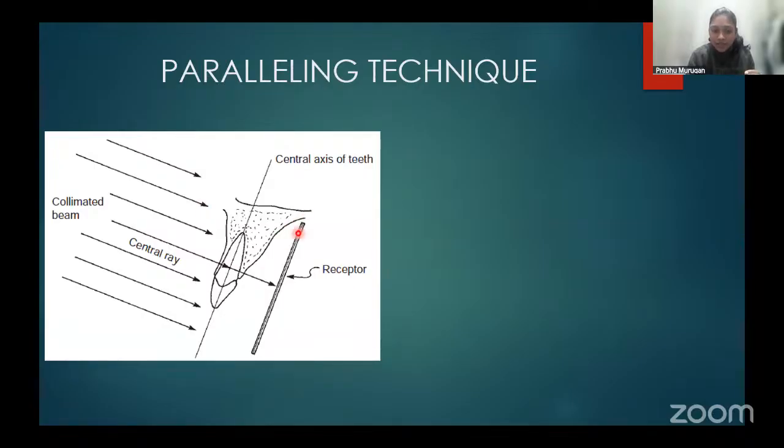So as you can see in this image, the receptor, which is your X-ray film, is placed as close as possible to the object of interest, that is your tooth, and it is exactly perpendicular to the central ray. Okay, so this is your paralleling technique. This can be achieved, like I told you already, by holding it with your hand, or it can be adjusted with the help of some paralleling devices. The ultimate goal is that the long axis of the receptor should be parallel to the long axis of the object, and it should be exactly perpendicular to the central ray. This is the paralleling technique. Okay.